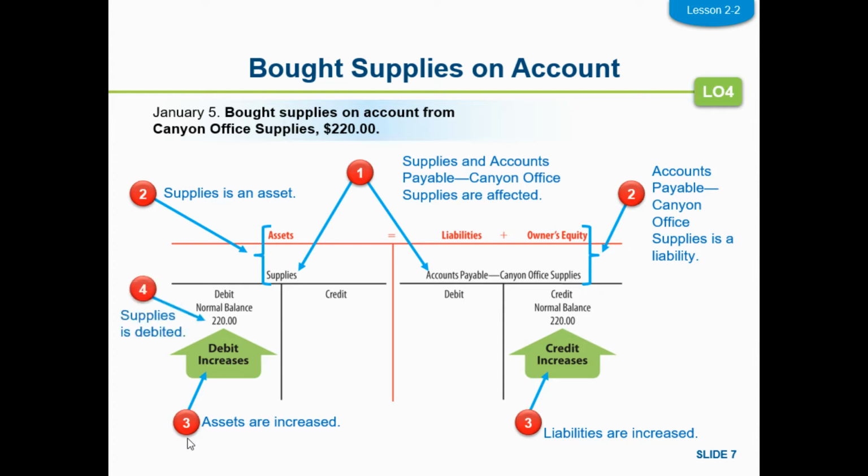Assets. Supplies are debited for 220. Accounts payable, Kenyon Office Supplies is credited for 220.